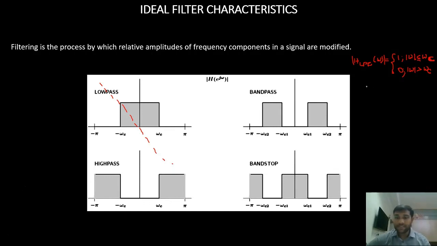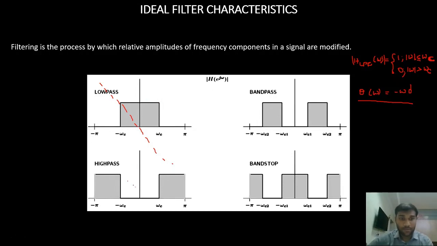Now if you write the phase characteristics, how are we going to write them? The phase characteristics is equal to theta of omega, which is nothing but negative omega d. That is the phase characteristic, right? This is given by negative omega d. So this is the phase characteristic and this is the amplitude characteristics. That is for the low pass filter.